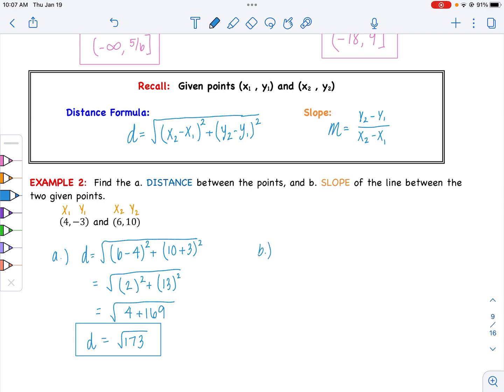Part B is now the slope. So looking at our slope formula, we'll take y2, which is 10, subtract -3, which gets you to add 3, and then x2, which is 6, minus 4. Simplifying, you get 13 over 2, and you can't simplify anymore. So you're good with saying the slope is rise 13 over 2. Good tactic is writing out what is x1, y1, and just simply plugging in.